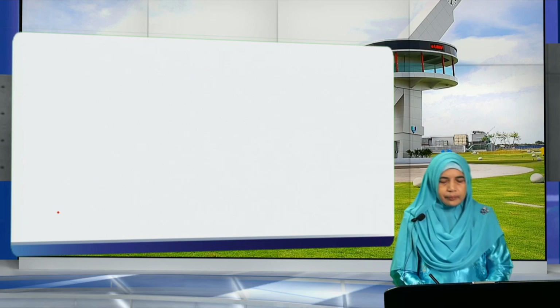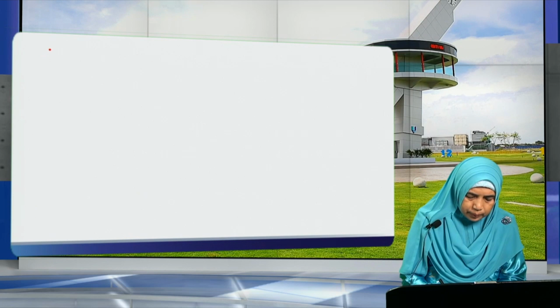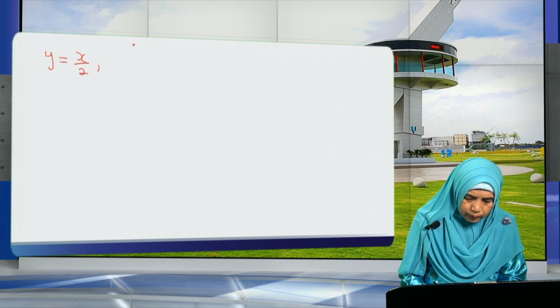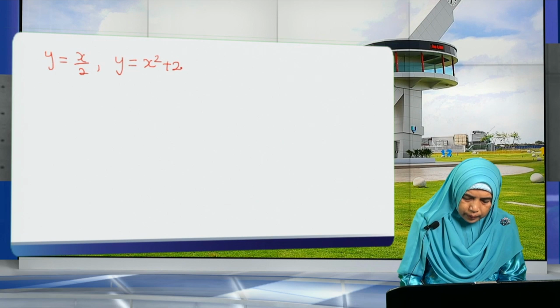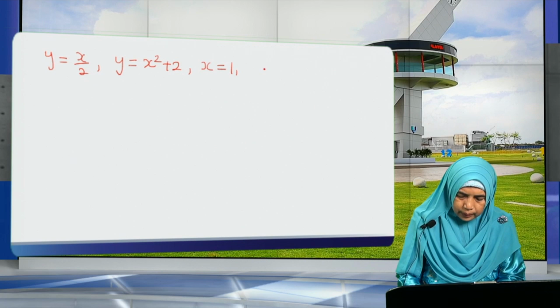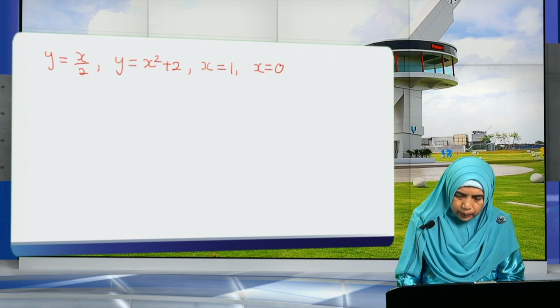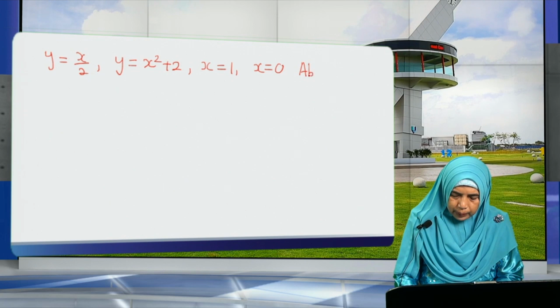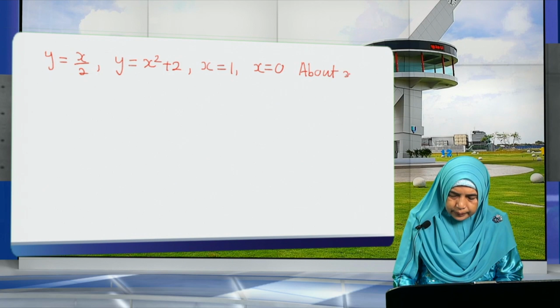Okay, we have the region bounded by y equals x over 2, then the parabola y equals x squared plus 2, and then another line x equals 1. We also have the y-axis, which is x equals 0, and we revolve the region about the x-axis.